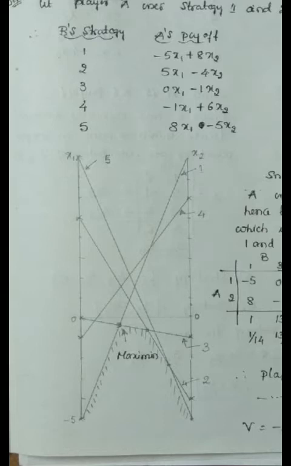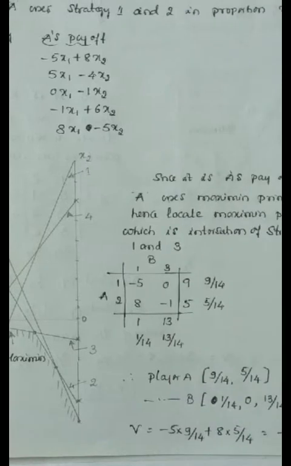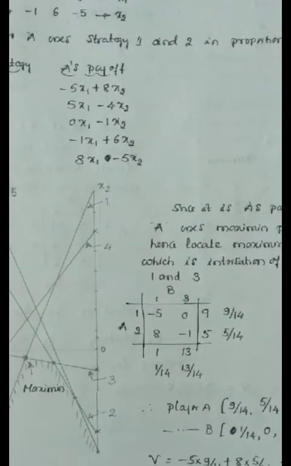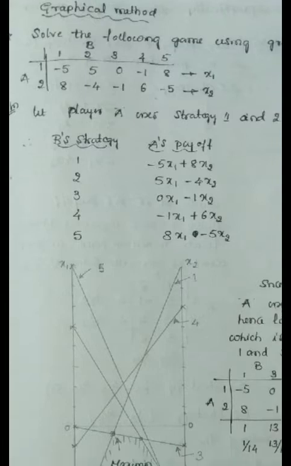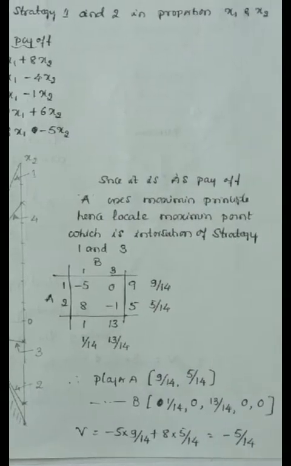After constructing the graph, these lines that we have drawn are A's payoff lines. You all know that here A has a gain matrix, B has a loss matrix. Always A uses the maximin principle, B uses the minimax principle. Since it is A's payoff, A uses the maximin principle. We will try to maximize the minimum gain.